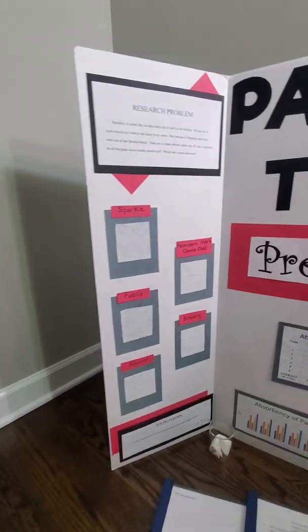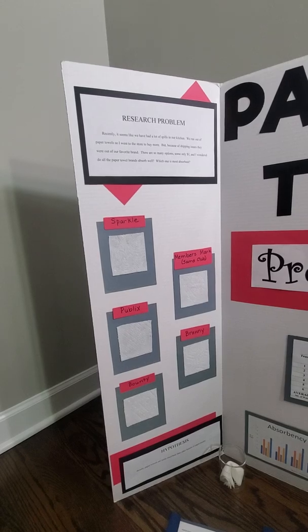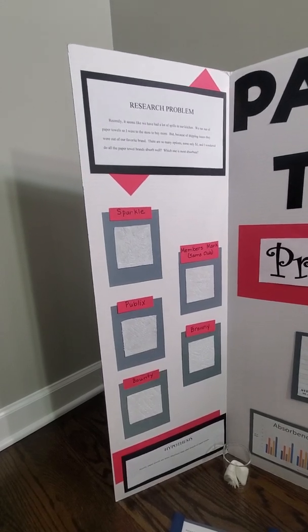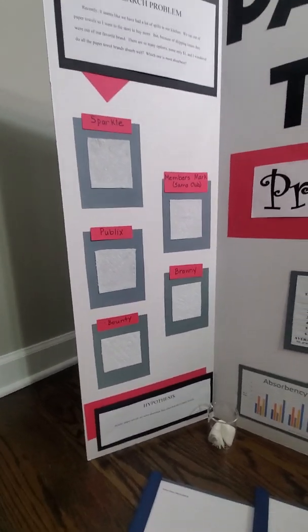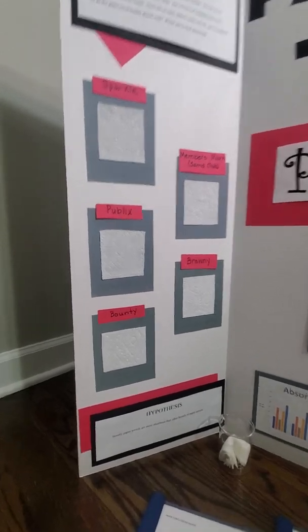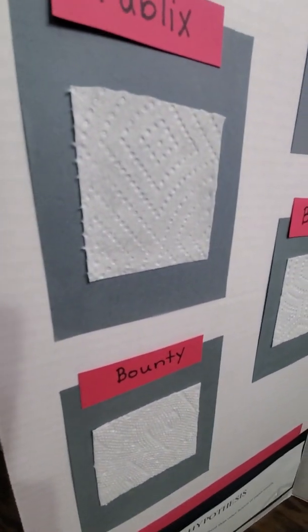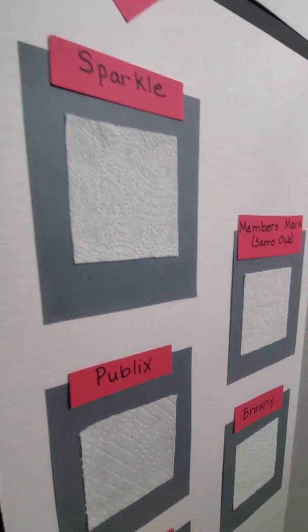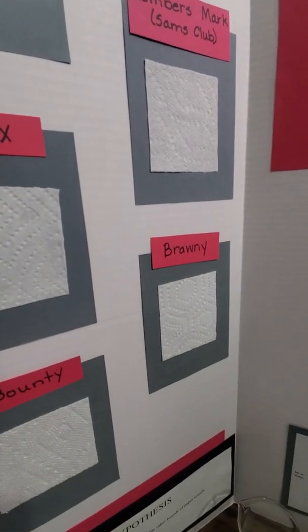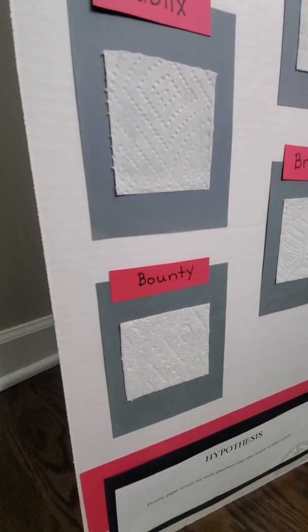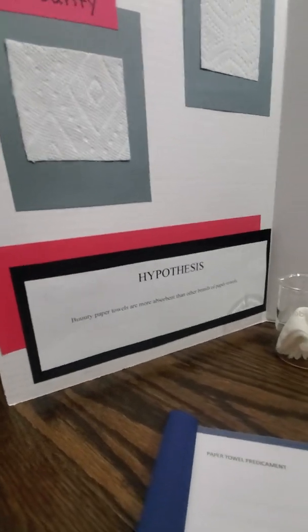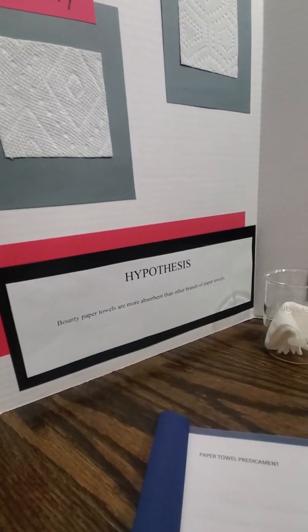So with this, let me just show you. I took my research problem straight from my plan, or my paper, I guess at that point. We were researching paper towels. So I put each one of these, I'll see if I can get closer, is a little snippet of one of the paper towel brands that we tested so that you could see the embossing, which I will talk about in the presentation. And then I wrote up my hypothesis.